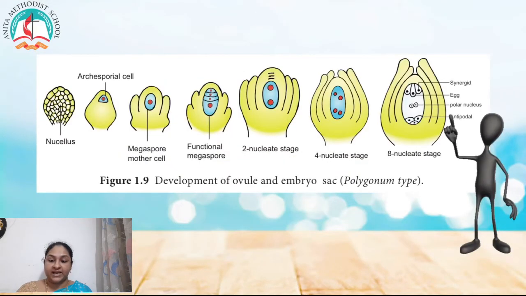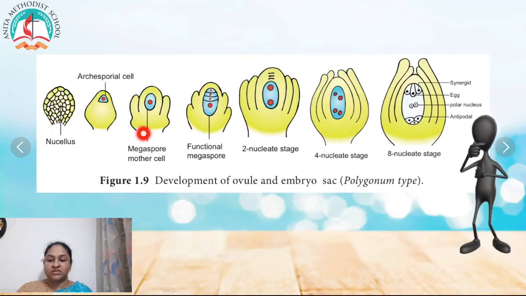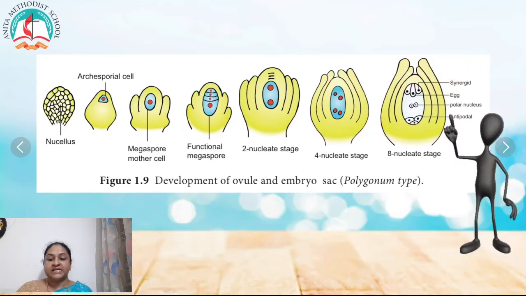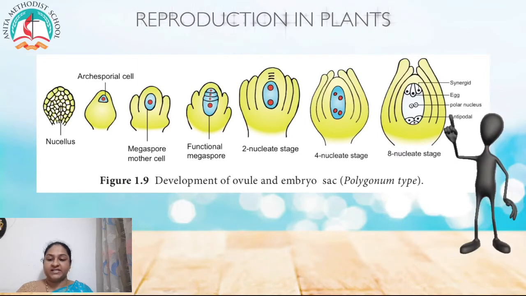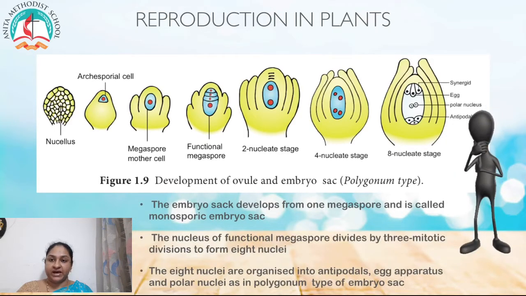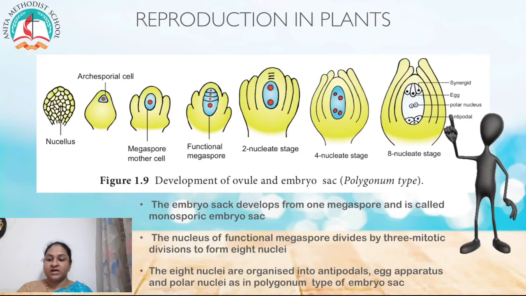Development of ovule and embryo sac. The embryo sac develops from one megaspore and is called a monosporic embryo sac. The nucleus of the functional megaspore divides by 3 mitotic divisions to form 8 nuclei, as you see in this picture. The 8 nuclei are organized into antipodals, egg apparatus and polar nuclei, as in the polygonum type of embryo sac.